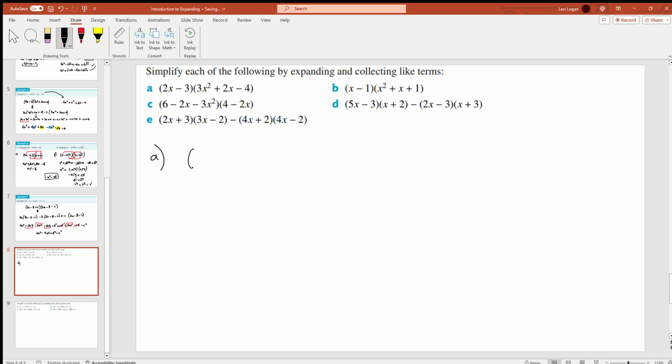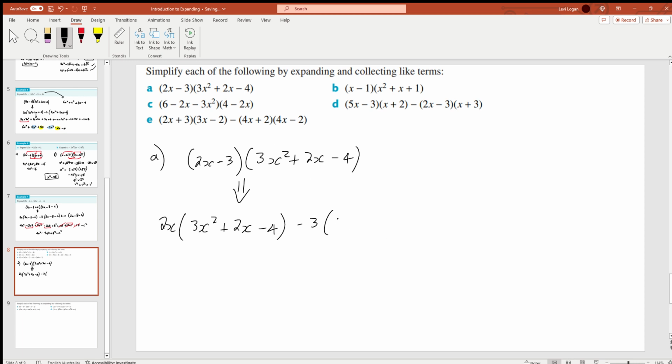So question A is going to be 2x minus 3 multiplied by 3x squared plus 2x minus 4. From this, I can already see I'm going to get a cubic equation because, for starters, I'm going to have the 2x multiplied by all this, and I've got an x squared here, so I know it's going to be a cubic. The best way to rewrite it, rather than draw the arrows, is to write 2x multiplied by this entire thing, 3x squared plus 2x minus 4. Then write the second element, so minus 3, and then 3x squared plus 2x minus 4.